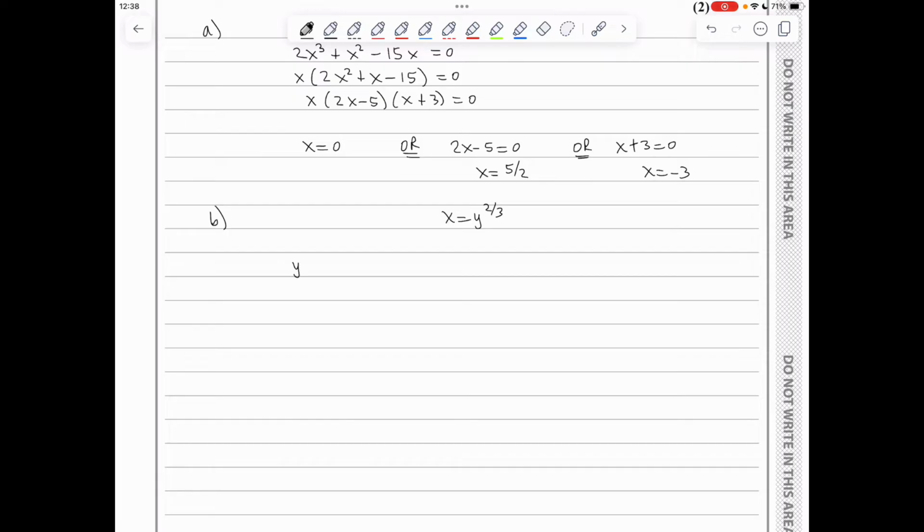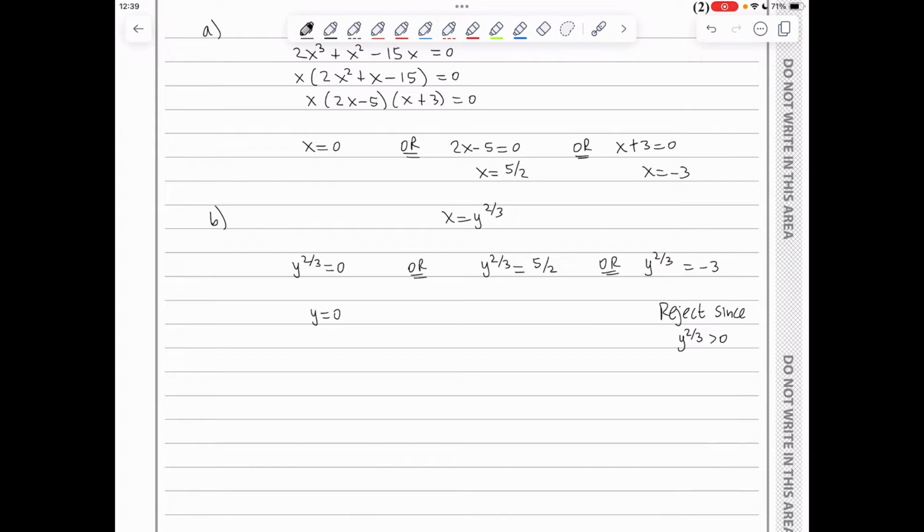This means that y to the 2 over 3 is 0, or y to the 2 over 3 is 5 over 2, or y to the 2 over 3 is negative 3. Now, if y to the 2 over 3 is 0, this simply means that y is 0. On the other hand, if y to the 2 over 3 is negative 3, it is rejected. We cannot get any solutions here because y to the 2 over 3 must be positive. So I would say reject, since y to the 2 over 3 should be greater than 0.